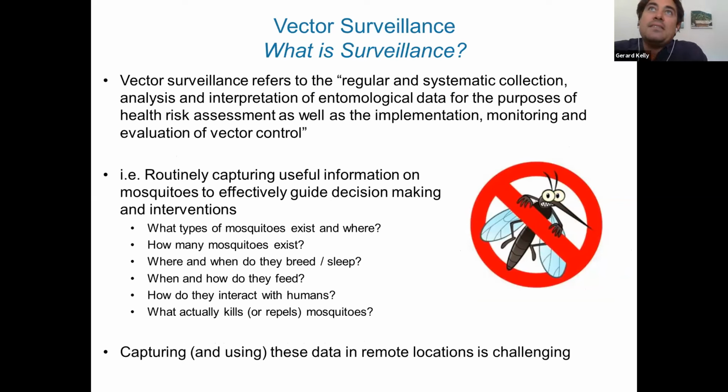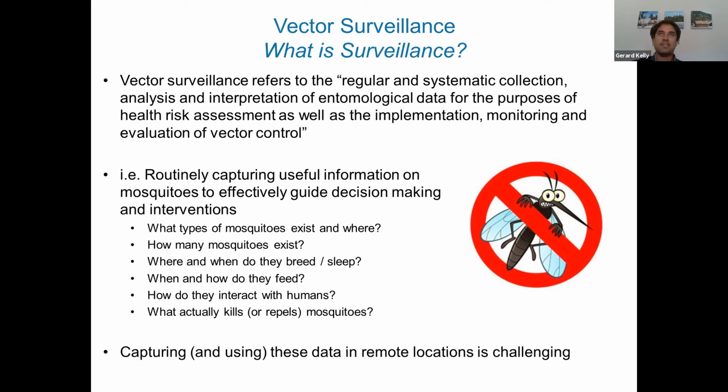Now, we understand what vectors are, but what is actually vector surveillance? The first point here is a WHO definition. It refers to the regular and systematic collection, analysis, and interpretation of entomological data for the purposes of health risk assessment, as well as the implementation, monitoring, and evaluation of vector control. What does that actually mean?